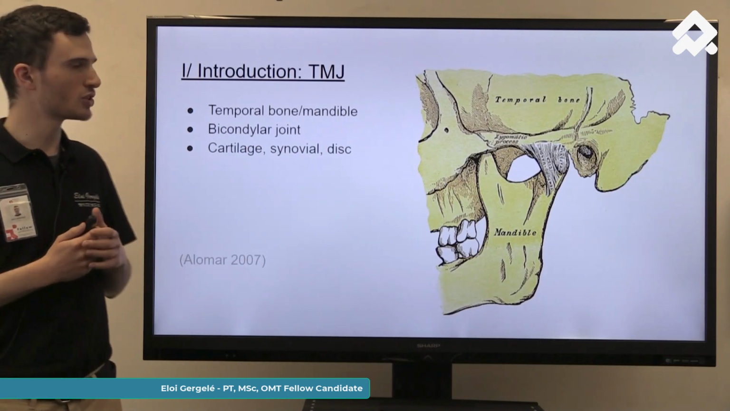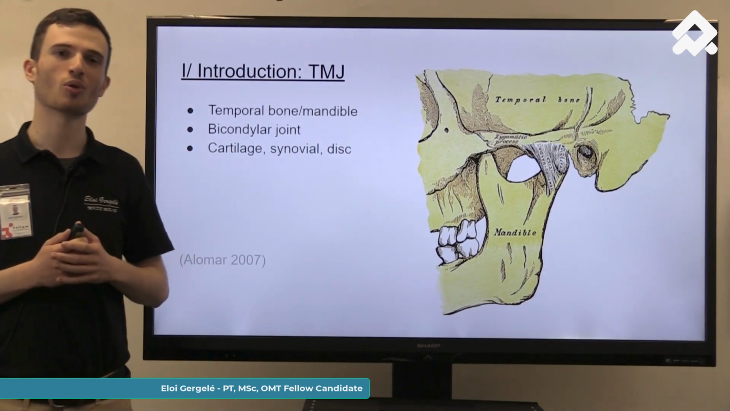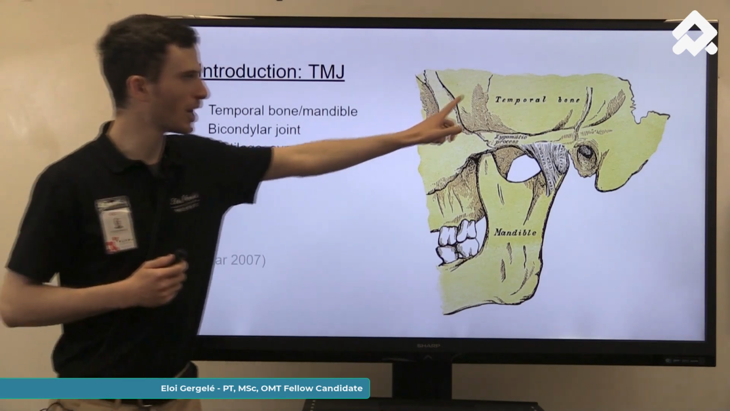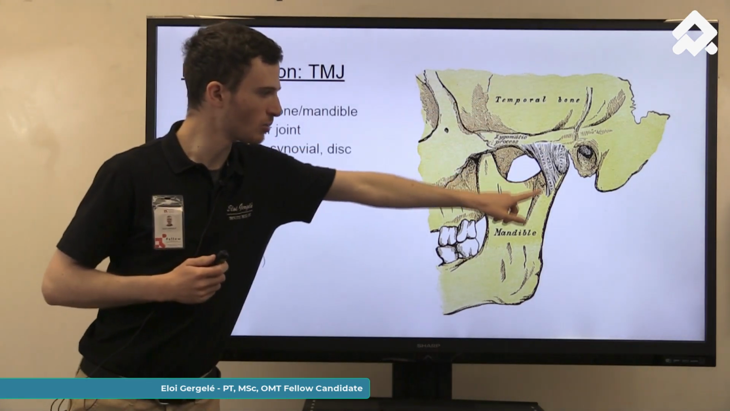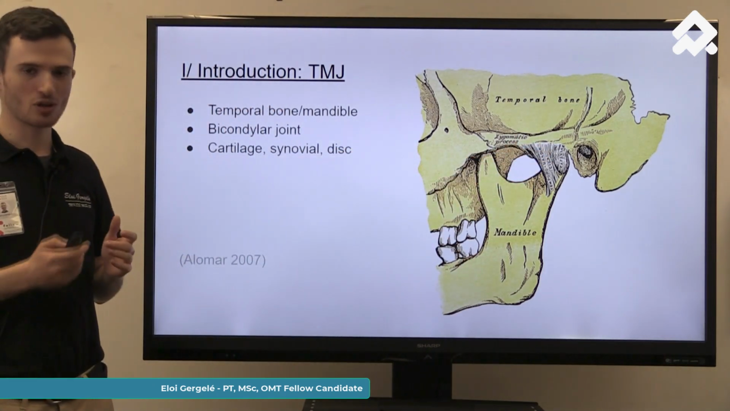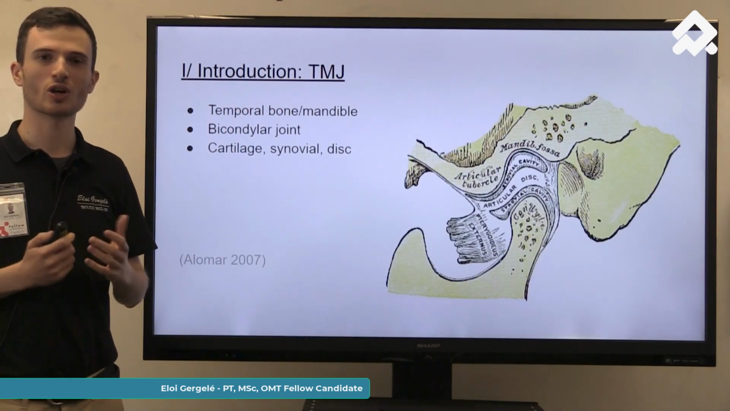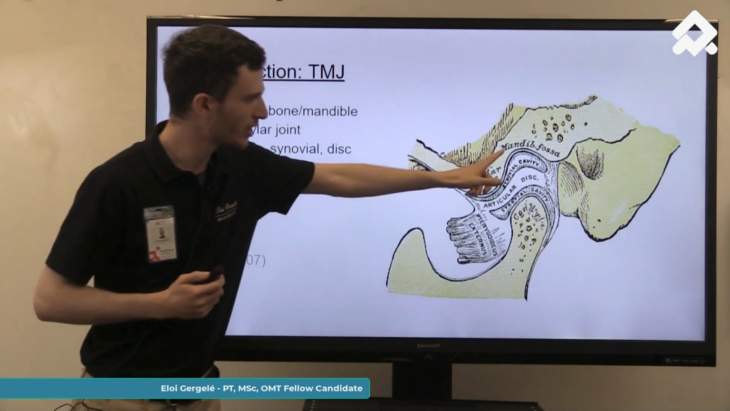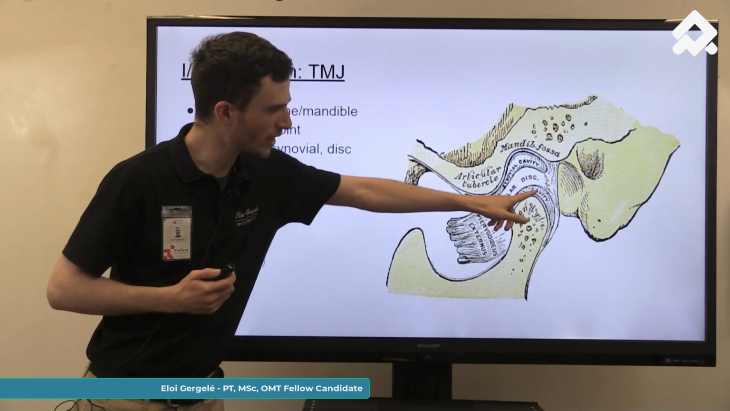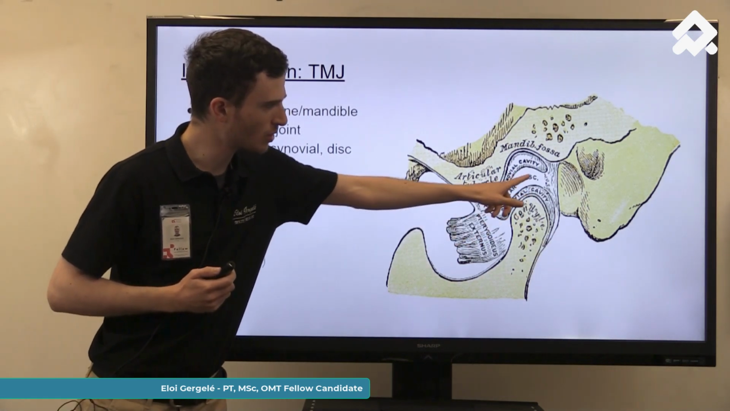So first of all, the TMJ, or temporomandibular joint, is a joint between the temporal bone and the mandible. So you can see it just here. It's a bicondylar joint with cartilage here and here, synovial cavity, and an articular disc.